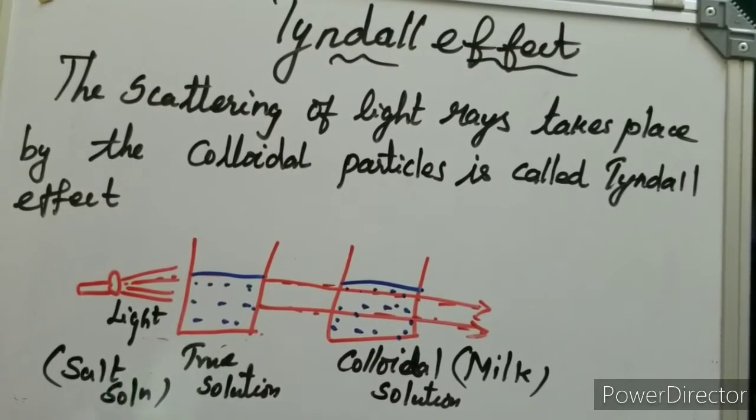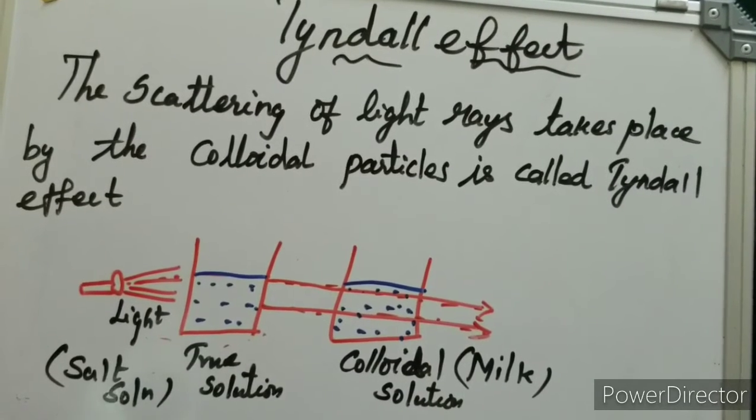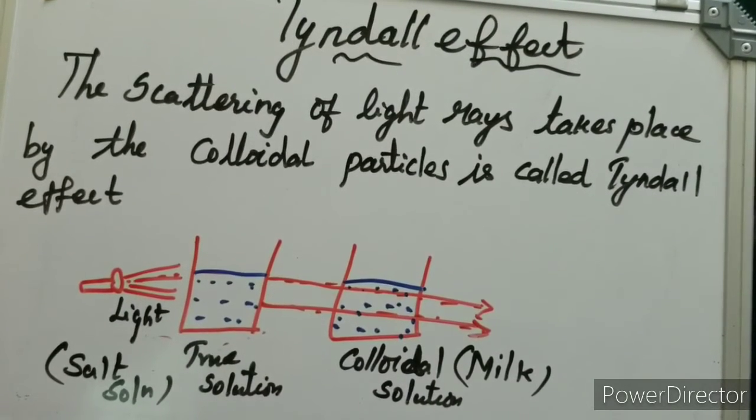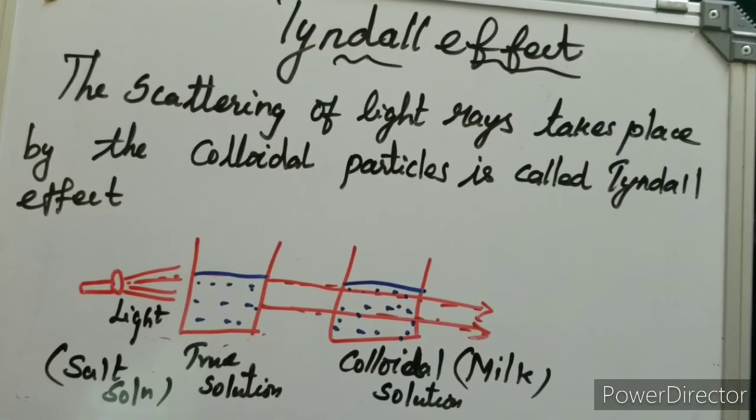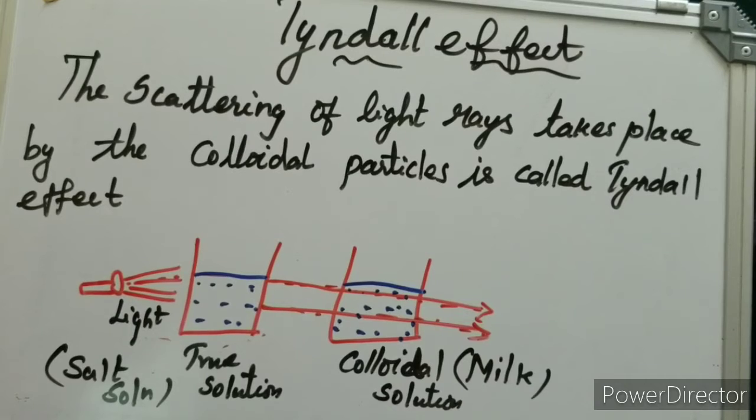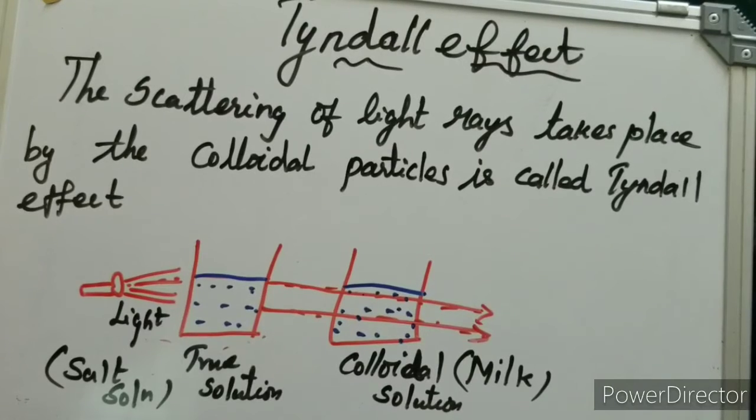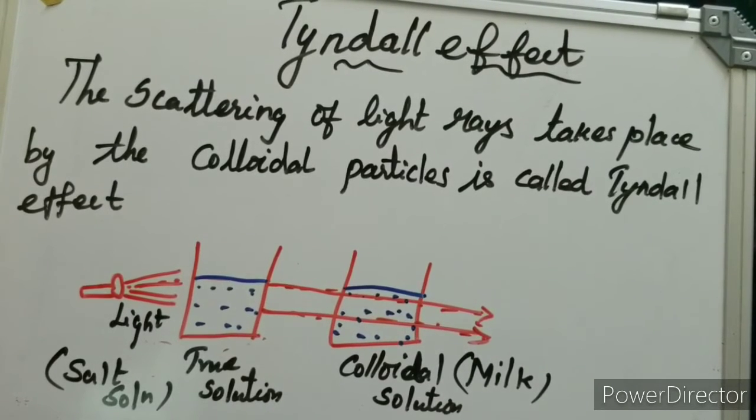In a true solution, the light can easily pass through the solution. So inside the solution we are not able to see the path of light because it passes through easily. But in the case of a colloidal solution, when a beam of light is allowed to pass through it, the scattering of light rays takes place by the colloidal particles, because in a colloidal solution all the colloidal particles are moving rapidly in a zigzag direction. So once light enters the colloidal solution, the particles scatter the light in any direction.